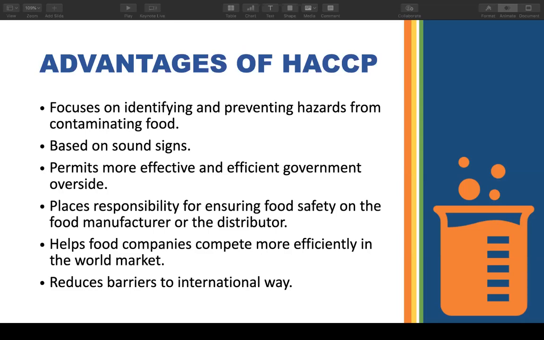It helps food companies compete more efficiently in the world market. That is definitely an advantage, and it reduces barriers to international trade.